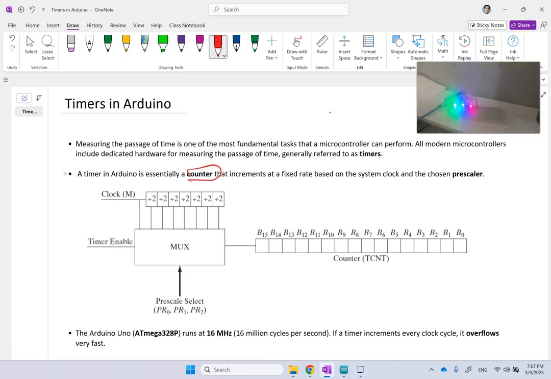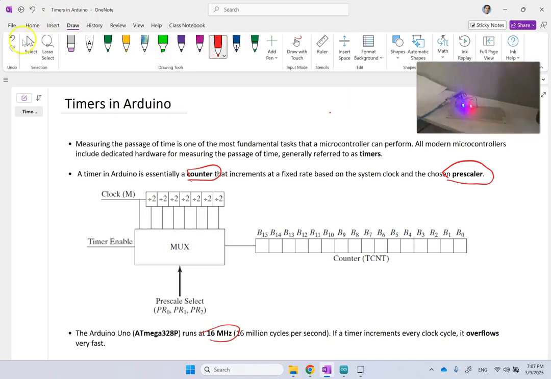As I said, most of the time you need to slow that clock down because for Arduino, that clock is about 16 megahertz, or 16 million ticks or cycles per second. So if you want 1 millisecond, you have to slow this down quite a bit before you can use it. And that scaling is typically called a prescaler.